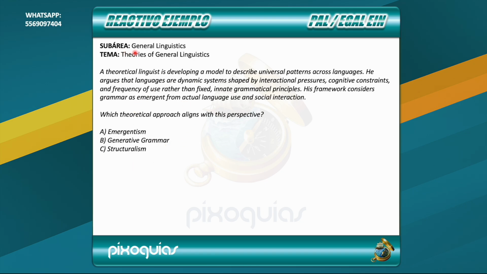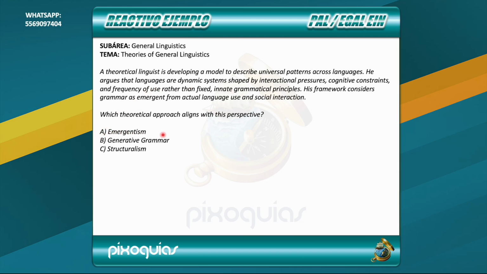This example is about general linguistics with the topic Theories of General Linguistics. A theoretical linguist is developing a model to describe universal patterns across languages. He argues that languages are dynamic systems shaped by international pressures, cognitive constraints, and frequency of use rather than fixed, innate grammatical principles, and his framework considers grammar as emergent from actual language use and social interaction. Which theoretical approach aligns with this perspective?